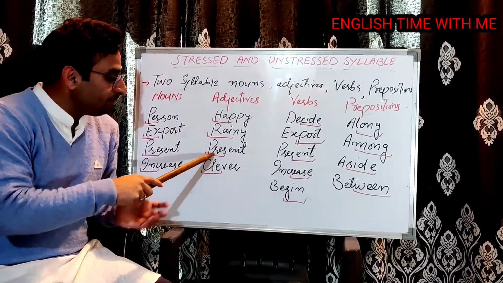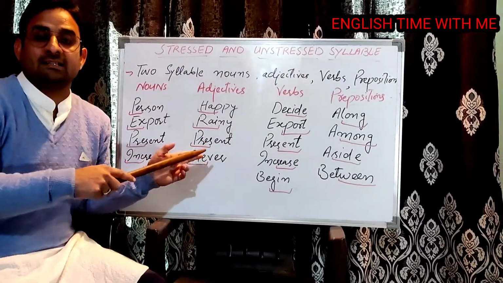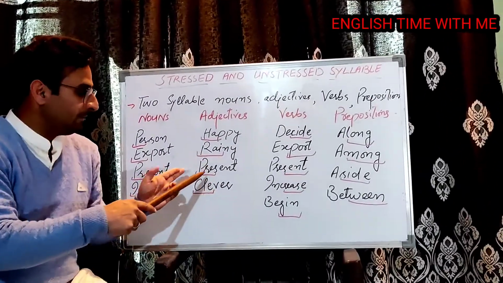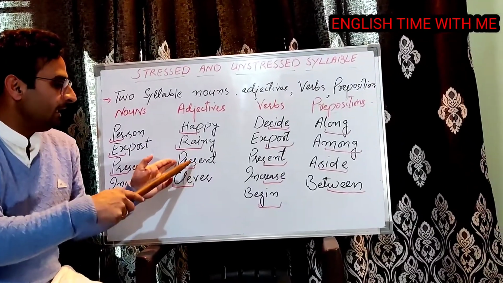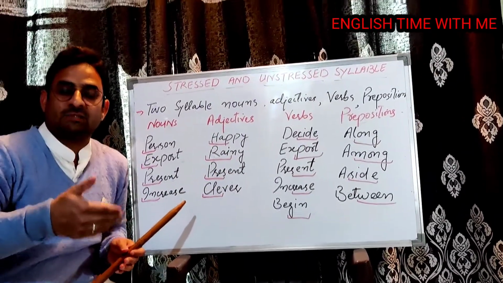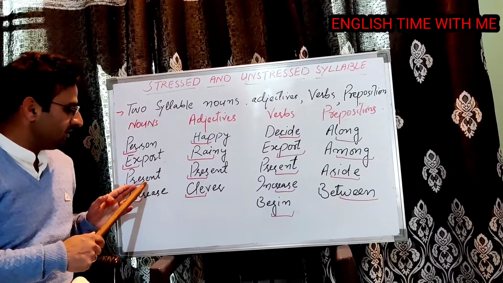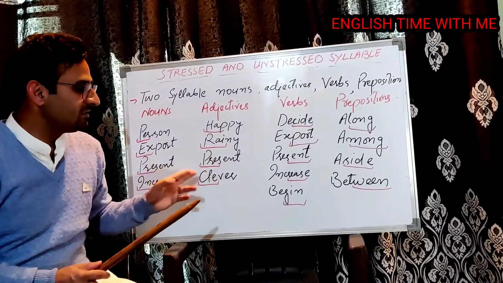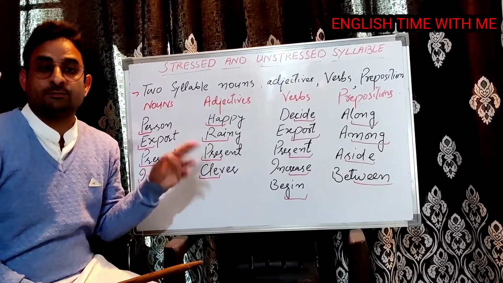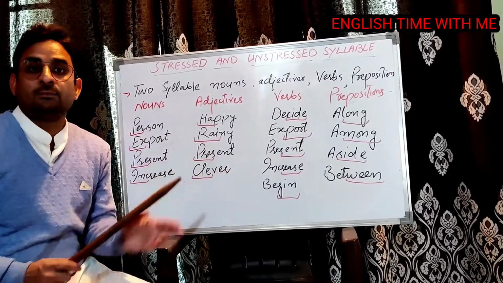And then again "present." Now here "present" is used as an adjective. When we use it as an adjective, again we have to put stress on the first syllable. As an adjective, present means the opposite of absent. When it is used as a noun, it means a gift. In both cases, the first syllable will be stressed. "Pre" will be a bit louder, a bit longer, on a higher pitch than "sent."